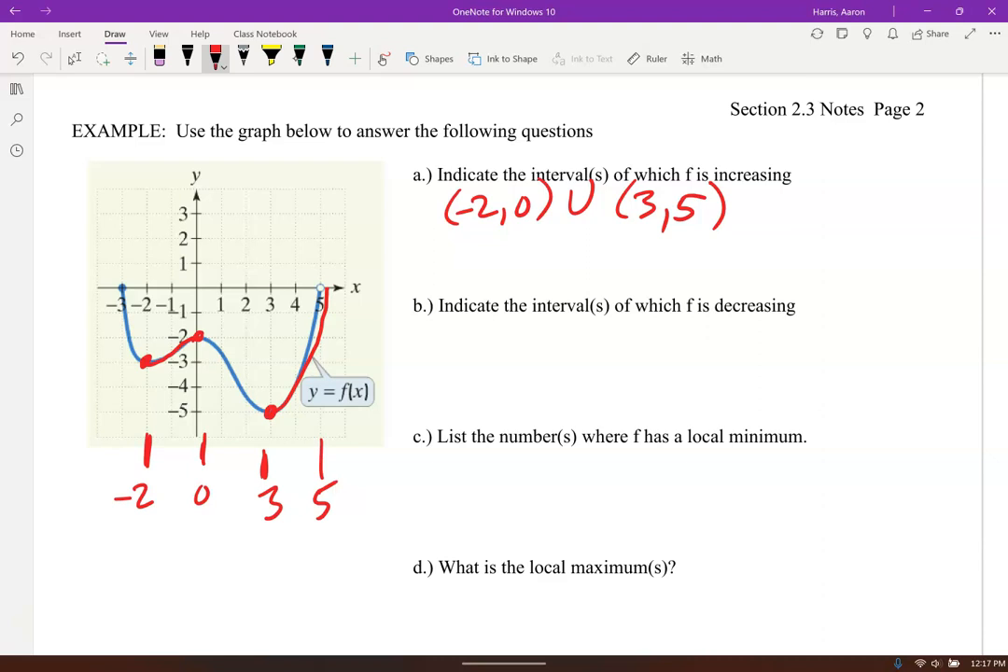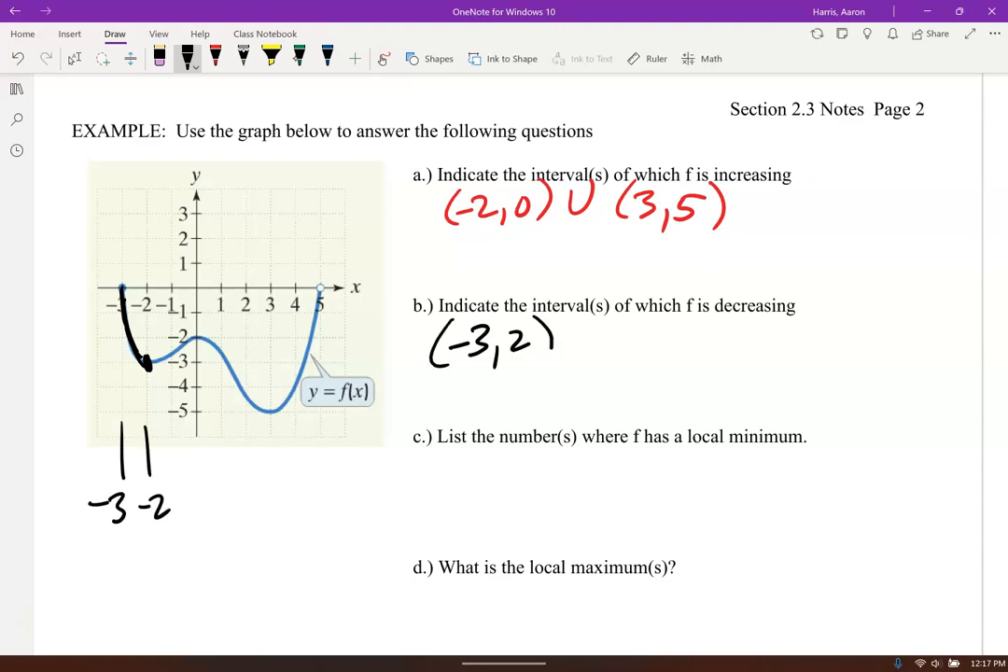Now, where is this decreasing? Let me erase these real quick. Where am I decreasing? Can you see how you're going down and to the right here? From an x value of -3 to an x value of -2, I'm decreasing. And from here to here, I'm also decreasing, from an x value of 0 to an x value of 3.